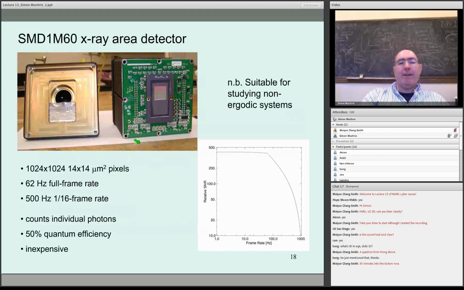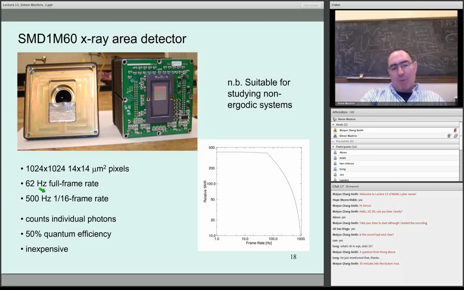This is the area detector that we use. It's actually no longer made, but it's still in operation at APS. The point I wanted to make with this slide is that the fastest it reads out is 62 hertz full frame. So you can read out 1,000,000 pixels once every 16 milliseconds. You can read out a fewer number of pixels faster.